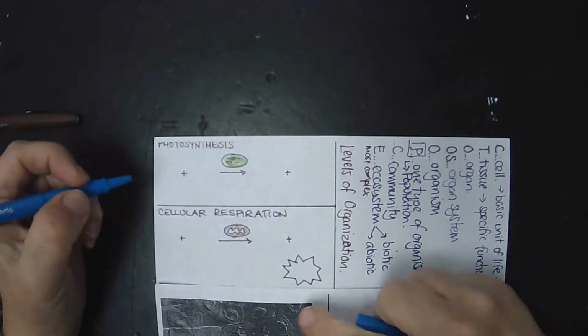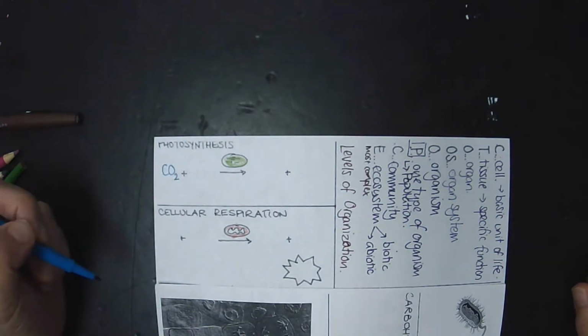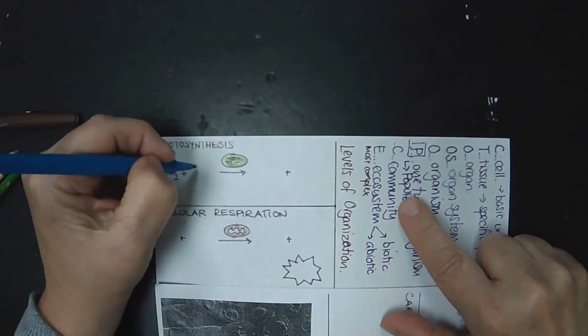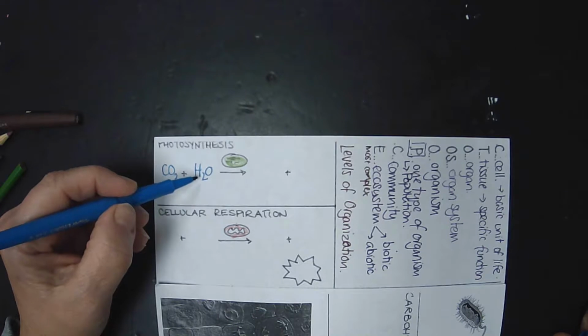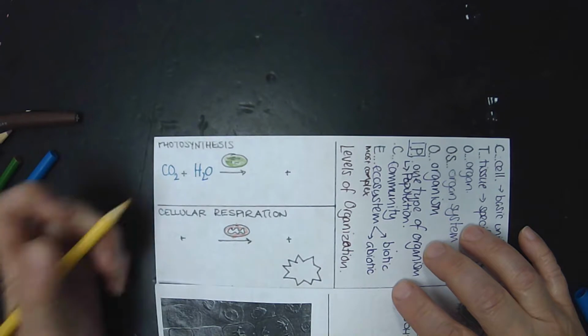So, starting from the top, in the equation for photosynthesis, we need carbon dioxide. Plants absorb carbon dioxide through their leaves from the air. And you need water. Plants absorb water into their roots by osmosis. It's carried up the vessels called xylem to the leaves, where it goes to chloroplasts.